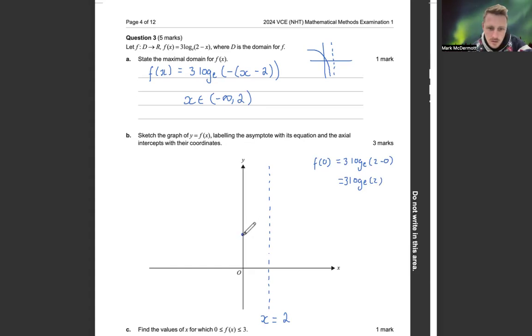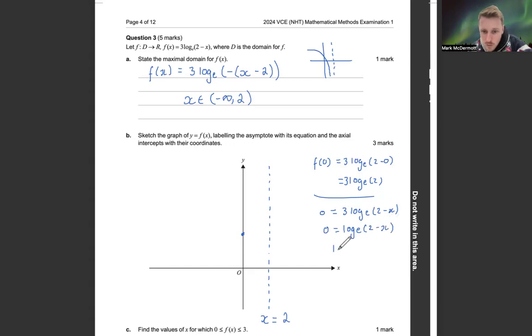So that's going to be here somewhere. I don't really care where it is. There's no numbers on the axes. And the x-intercept, with y equals 0. So 0 equals 3 log e of 2 minus x. So 0 equals log e of 2 minus x, divided by 3.